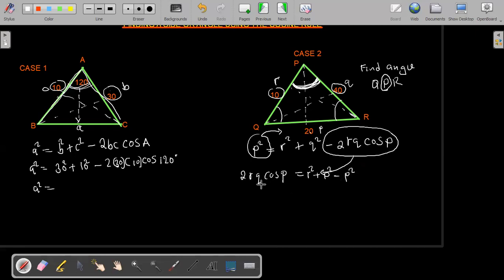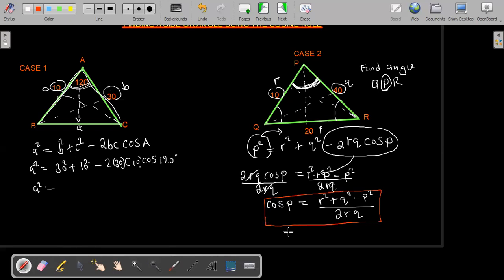Now, you are not interested in the 2RQ, so you are going to divide through by 2RQ. So divide both sides, even here 2RQ. So you can simply cancel that and cancel there. Then you are going to say cos P is equal to R squared plus, no, this is not P, this is supposed to be Q. Remember what we have. So we are saying plus Q squared minus P squared over 2RQ. So this is now the formula that we are going to use to find our angle P.